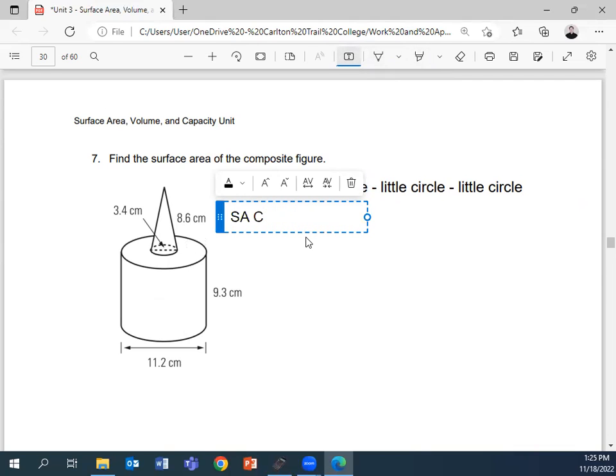I'm just going to start with the cone because it's right there. Surface area of a cone is equal to what formula? What page would you go and check? The cylinder, for the area of a cylinder, right?